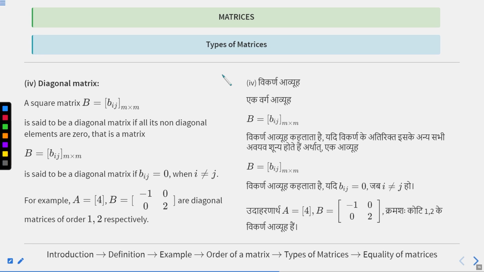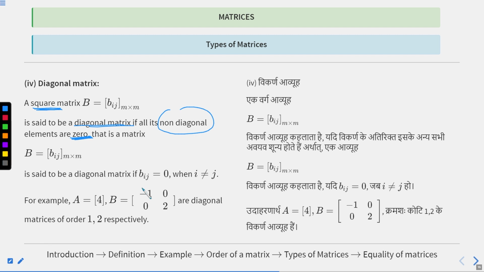Now diagonal matrix. What do we mean by diagonal matrix? First of all, it must be a square matrix. A square matrix is said to be a diagonal matrix if all its non-diagonal elements are 0. Okay, we will be calling it a diagonal matrix.